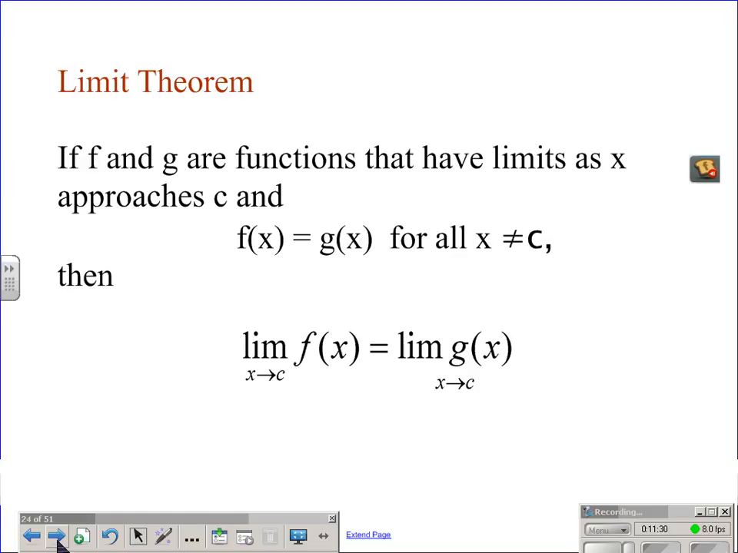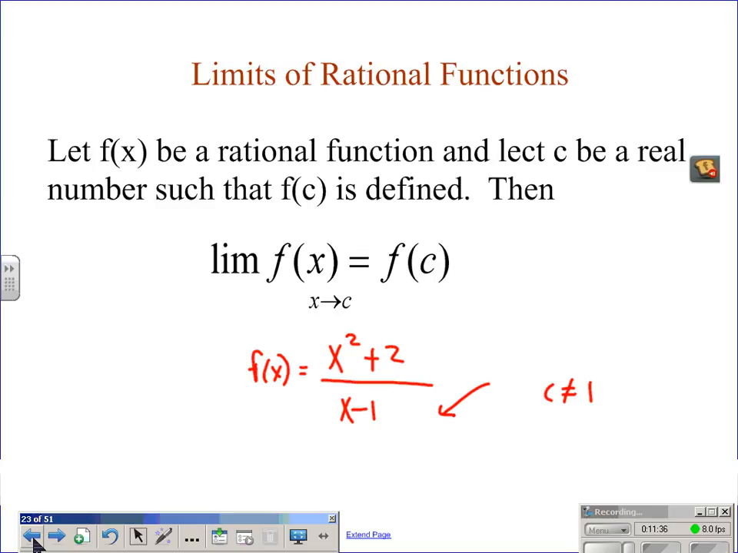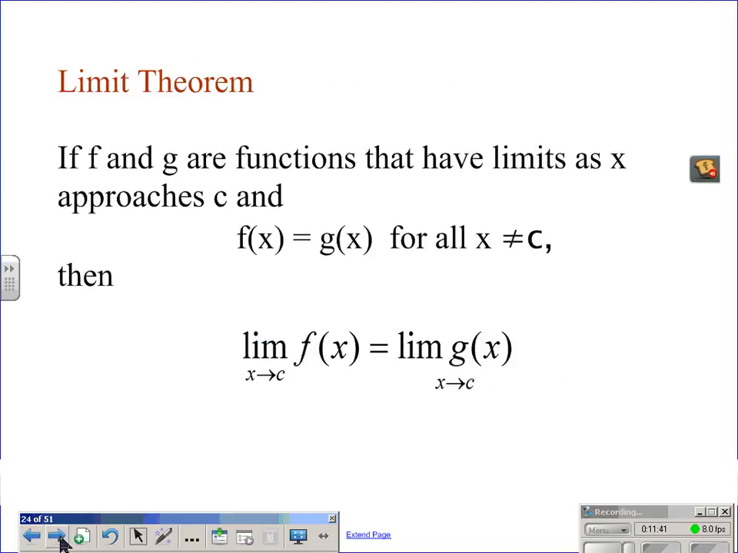And then we talk about the limit theorem. Now the limit theorem is going to help us deal with that case that we talked about over here where it's not defined where c is equal to 1. So the limit theorem says that if f and g are functions that have limits as x approaches c, and f of x is equal to g of x for all x not equal to c, then basically the behavior of f of x and g of x up to that point c are the same. So the limit of f of x as x approaches c is going to be the same as the limit of g of x as x approaches c.